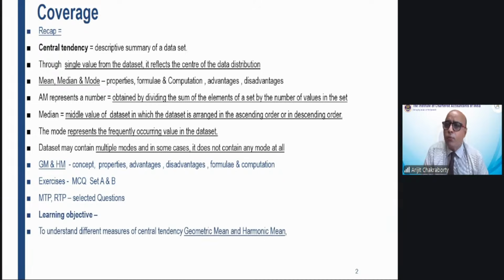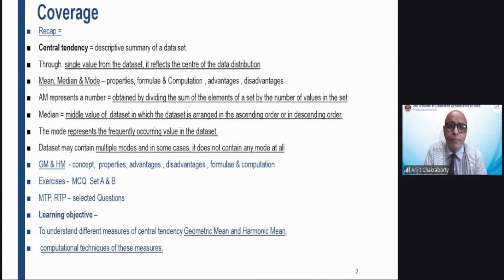So the learning objective, once again, is to understand different measures of central tendency, starting with arithmetic mean, median, quartiles, mode, and within mean, when we talk about average, apart from the AM, we also have geometric mean and harmonic mean. So we must understand the computational techniques, and in which scenario we can use which type of method. For example, geometric mean will be used in specific scenarios.